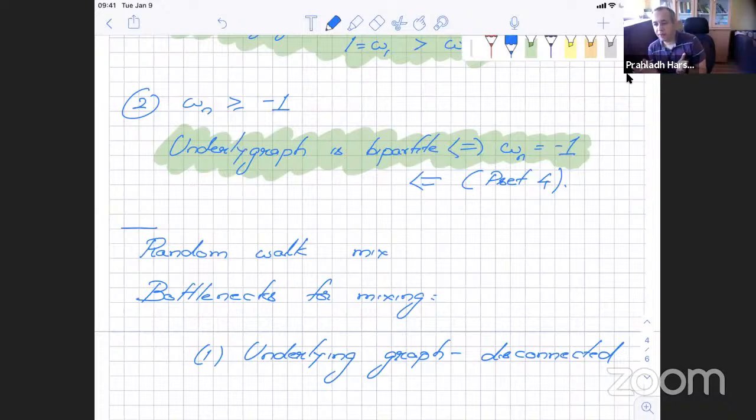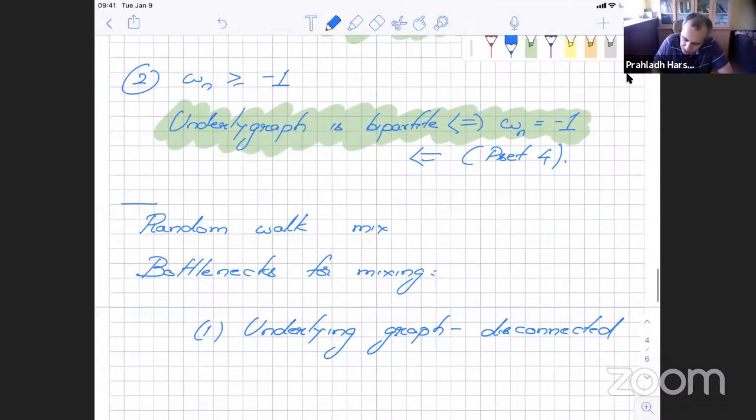If the underlying graph was bipartite, and if you supported everything on one side, the first step will take you everything to the second side. That's what the random walk will do. The next step will take you to this side. So the random walk is going to keep going back and forth. This will never converge, because on odd steps, you're going to be on the right side of the graph. On the even steps, you're going to be on the left side of the graph. So bipartiteness is another bottleneck for convergence, the underlying graph being bipartite.